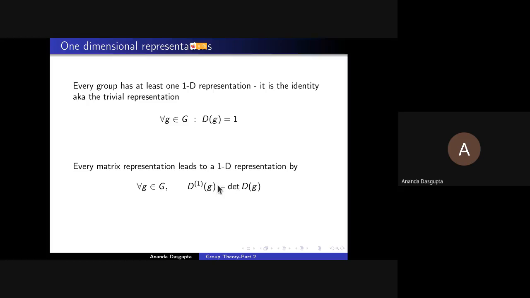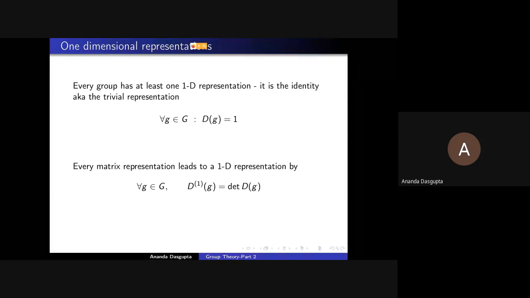Well, that will definitely give a number corresponding to every G. But why is this a representation? Simply because of the basic property that if you multiply, say, what is D1 of G1, G2? D1 of G1, G2 is determinant of D of G1, G2.